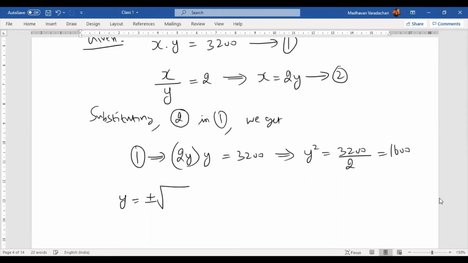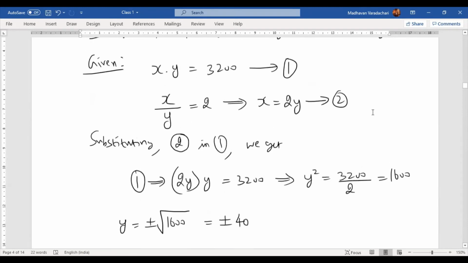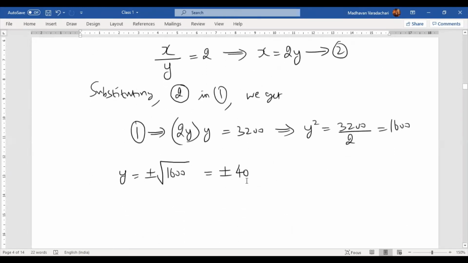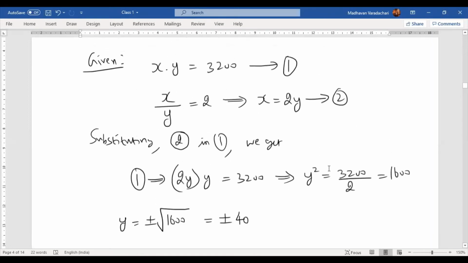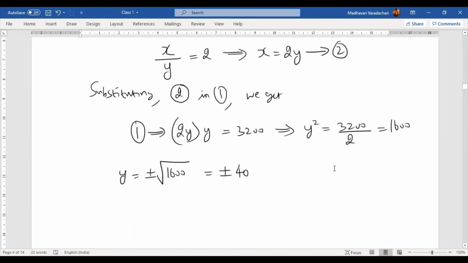Which means y will be plus or minus square root of 1600, which is plus or minus 40, because they didn't specify whether the numbers are integers, whether the numbers are positive numbers or not. So I need to consider both y as plus or minus 40 now. Now when it comes to x, what is x? X is 2 times y, which means 2 times plus or minus 40, which becomes plus or minus 80.